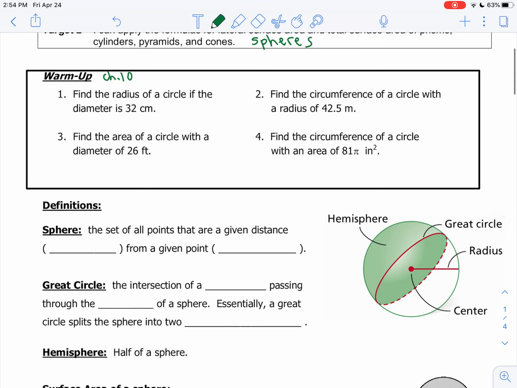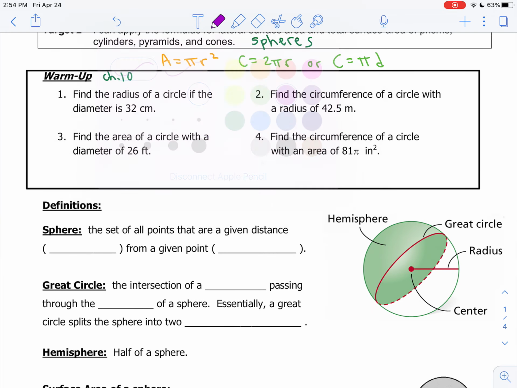What I maybe should do is review our formulas from Chapter 10. We know that area of a circle is pi times radius squared. We know that circumference equals 2 times pi times radius. Sometimes we use the formula circumference equals pi times diameter.